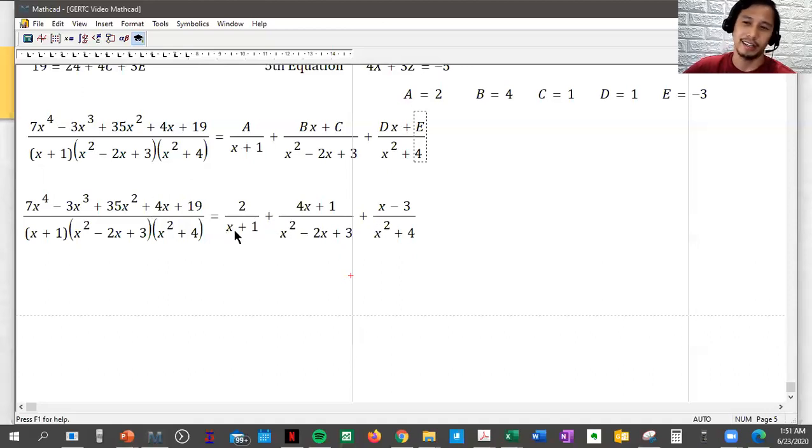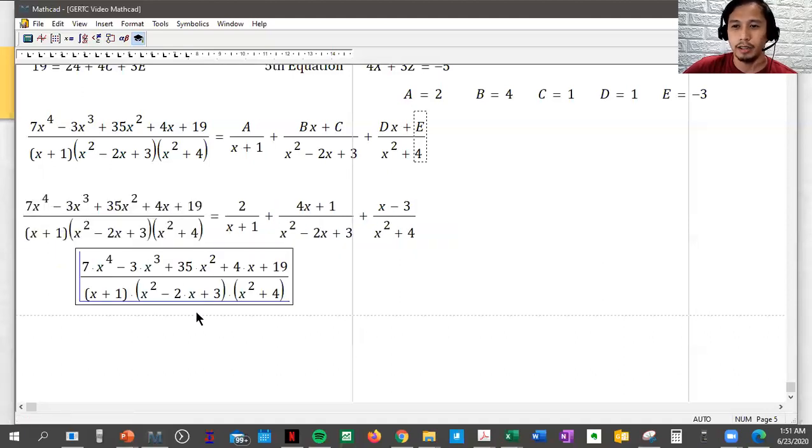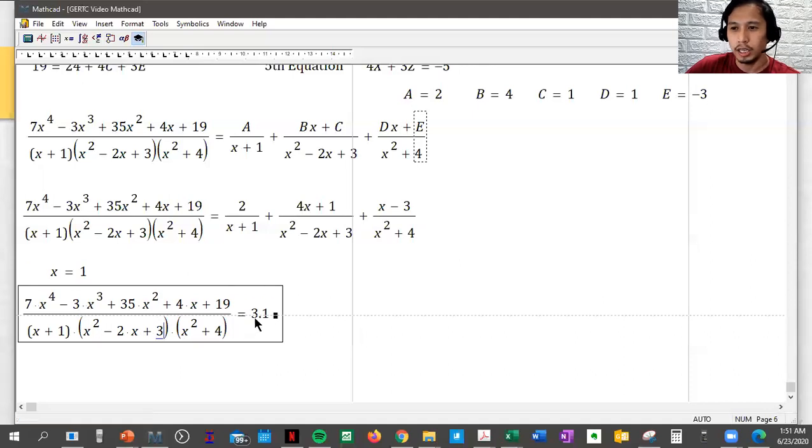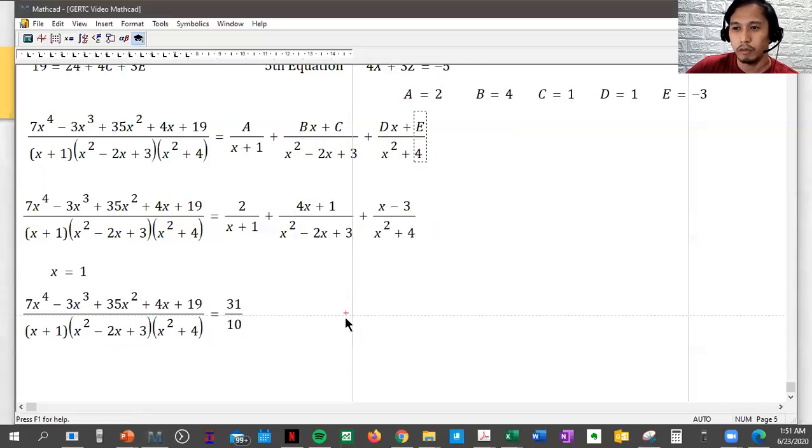Okay, ganun yan. And if we are to assume any value of x, as long as it is not a root of the denominator, dapat the same sila. Now, that's how we do the checking. Let's say x is 1. 1 is not a root, -1 man yung root nito. So using this, I got 3.1, or in fraction 31/10.